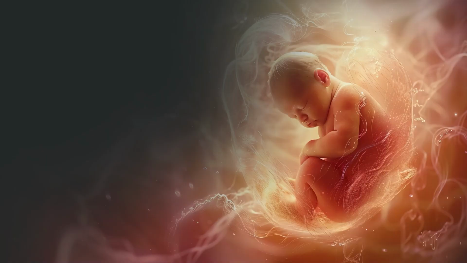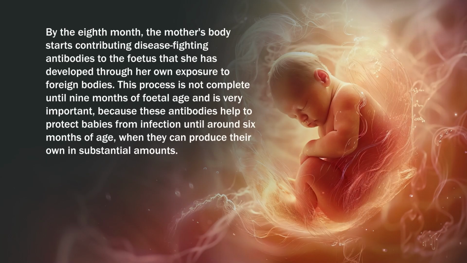Within this period, the digestive system in an 8-month-old child is still too immature to actually take out the nutrients from food that is taken by the mother. So the baby is not able to exactly extract nutrients from food and develop slowly, and is still susceptible to infection. Now, by the 8th month, the mother's body starts contributing disease-fighting antibodies to the fetus that she has developed through her own exposure to foreign bodies.